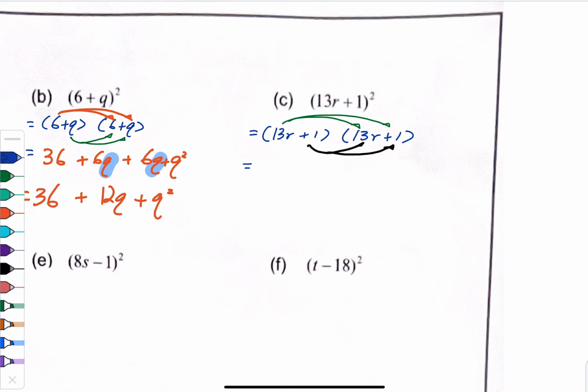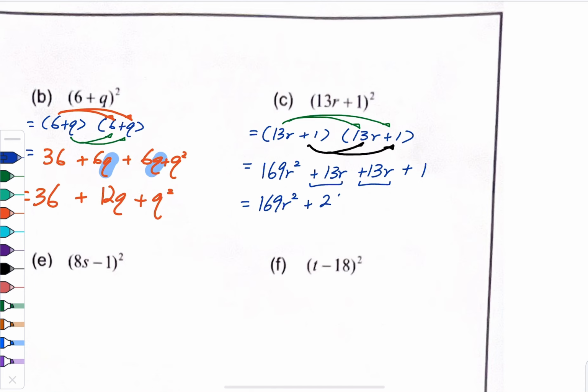So 13r times 13r. Numbers with numbers first. 13 times 13, 169. And then r times r, r squared. So 169r squared. 13r times 1, you have 13r. And then 1 times 13r, you have another 13r. Then 1 times 1, you have 1. Any like terms? Yes, they are the same. So 169r squared plus 26r plus 1.